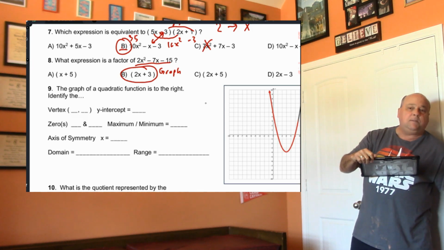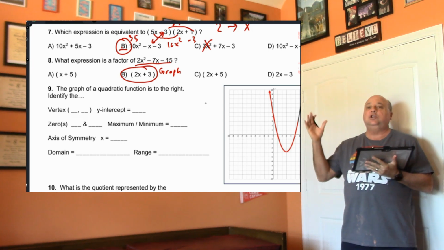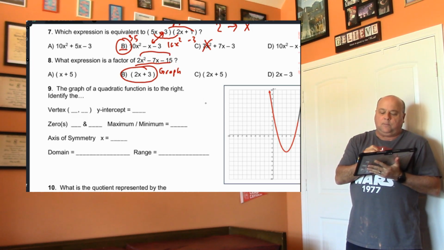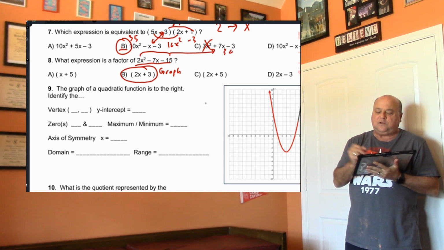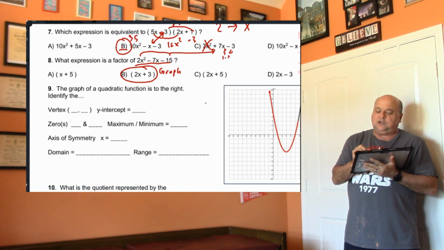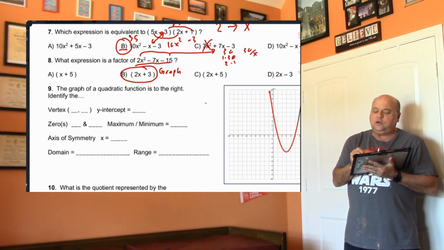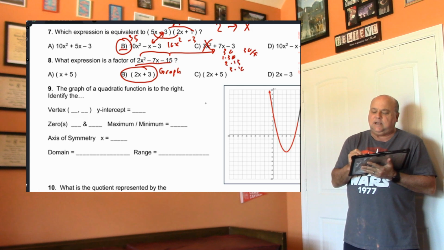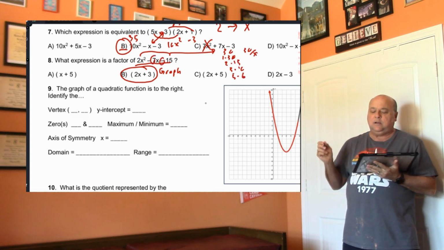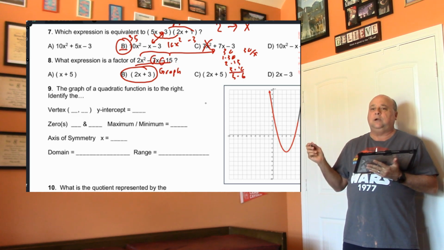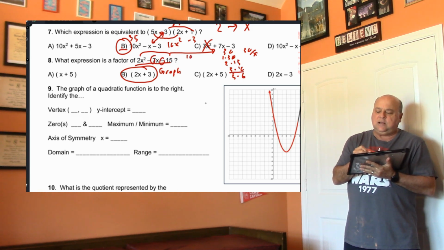Now then, to do this by hand is not easy. It's a lot of steps. You've got to multiply the 2 and the 15 and get 30. Then the factors of 30 are 1 and 30, 2 and 15, 3 and 10, and 5 and 6. We've got to subtract and get 7, which is going to be the 10 and the 3. So I'm going to put 10 and 3.